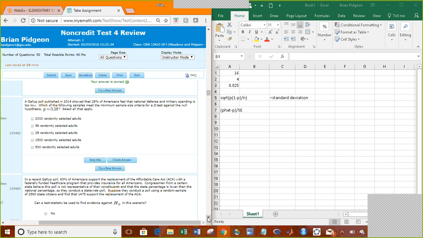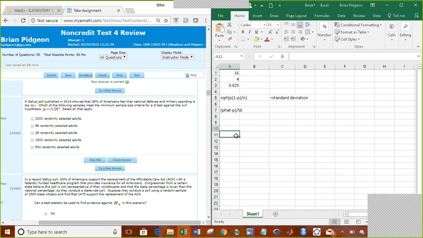Okay. A Gallup poll published in 2014 showed that 28% of Americans feel that national defense and military spending is too low. Which of the following samples meets the minimum sample size criteria for a z-test against the null hypothesis 0.28? So one of the things I said earlier when we were calculating the p-values and the test statistics for that Affordable Care Act problem is that the sampling distribution is approximately normal. Now, it's not always approximately normal, and there are some conditions and assumptions that have to be met. And the biggest one in terms of the shape of the sampling distribution being normal is that n times p has to be greater than 10, and n times 1 minus p has to be greater than 10. We have to check both.